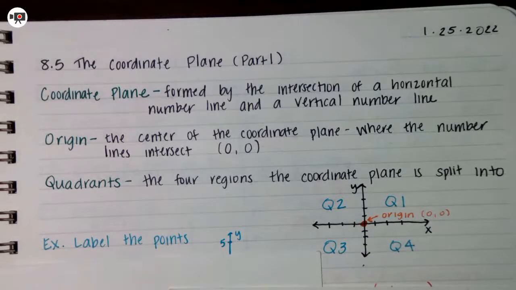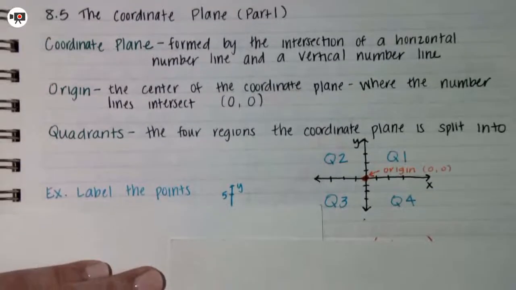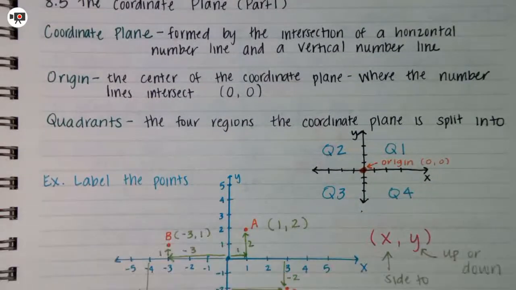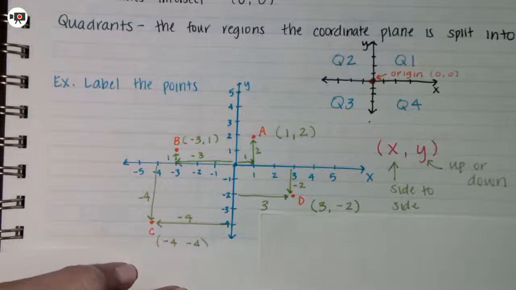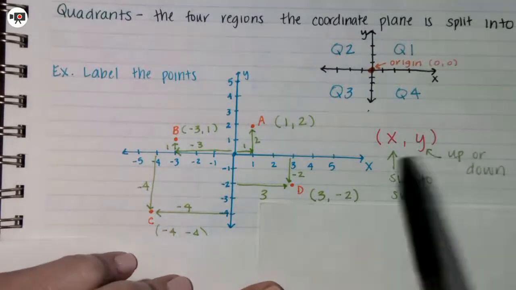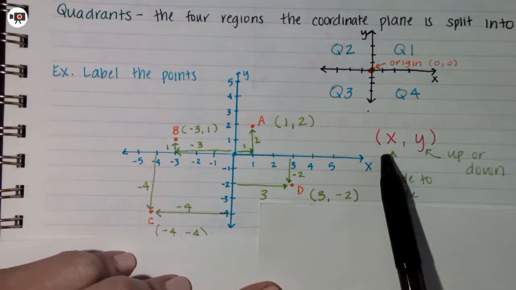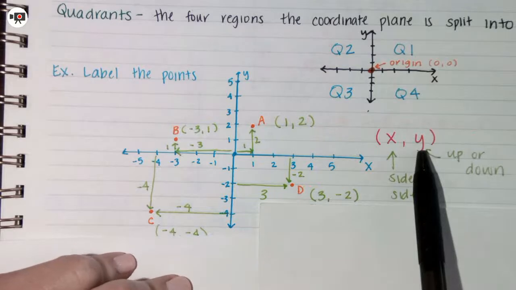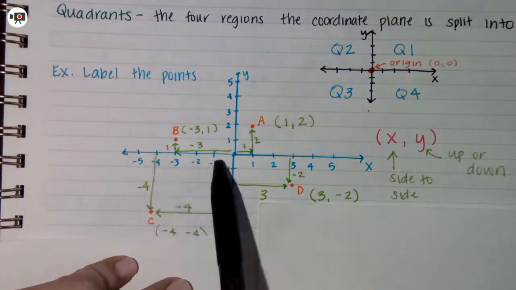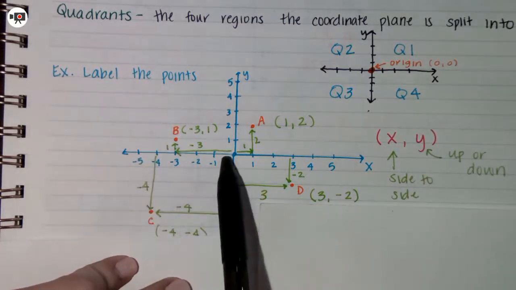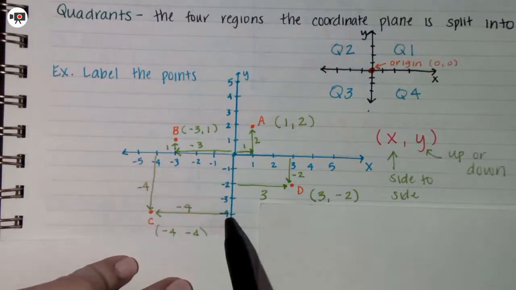So if I'm going to label the points, then I'm going to look at my coordinate plane, and I have these orange points on here. Now they are labeled in the way of x, comma, y. X is always first, and y is always second. X shows how far you move side to side, and y shows how far you move up or down. As you can see on my number lines, negatives are to the left and down.